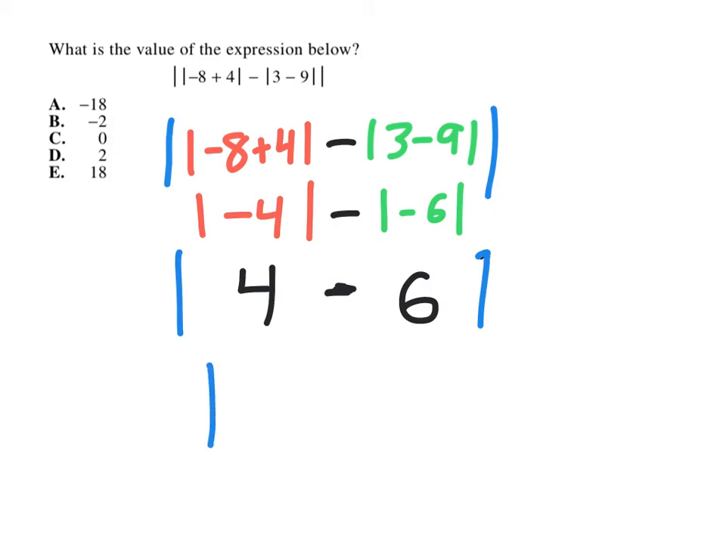Now, what is 4 minus 6? That is negative 2. And then when I take the absolute value of negative 2, that leaves just 2. So the correct answer here should be D, which is 2.